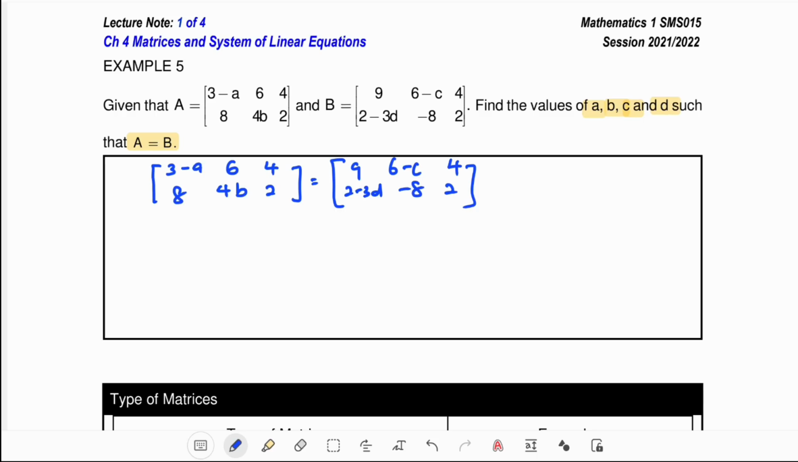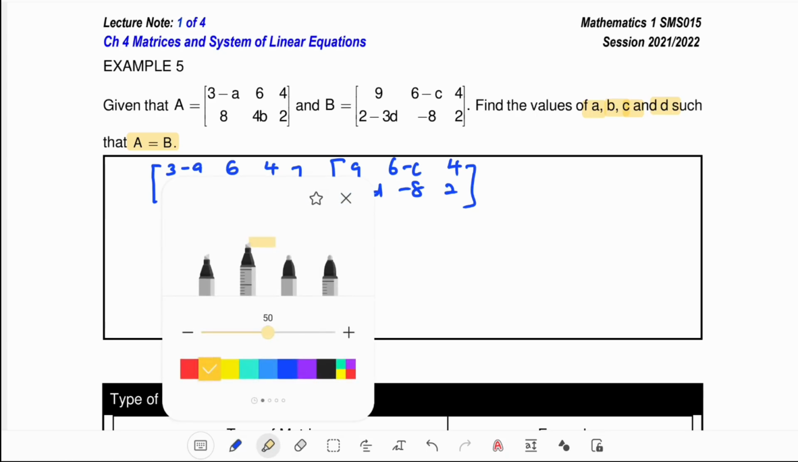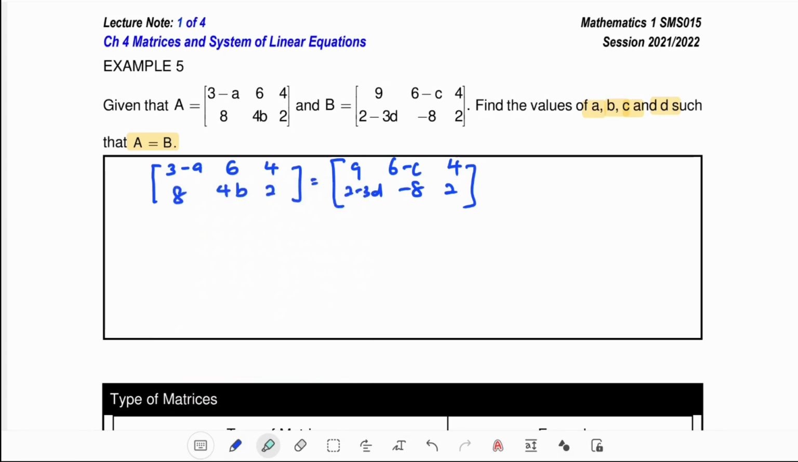So how do we find a, b, c, and d? Since these two matrices are equal, you just need to compare according to their entries. So 3 minus a equals 9. You just need to take out these two things, equate them, and solve to get the answer. So the first comparison is 3 minus a equals 9, which gives you a equals negative 6.